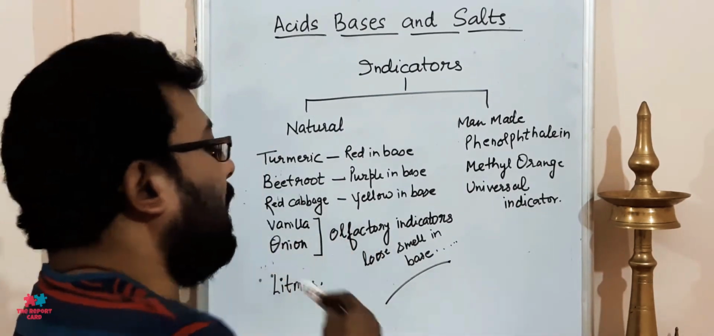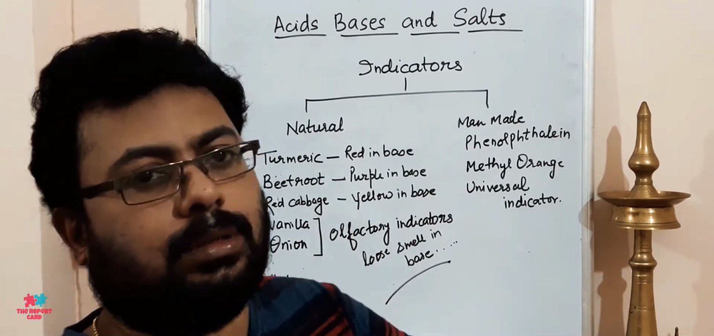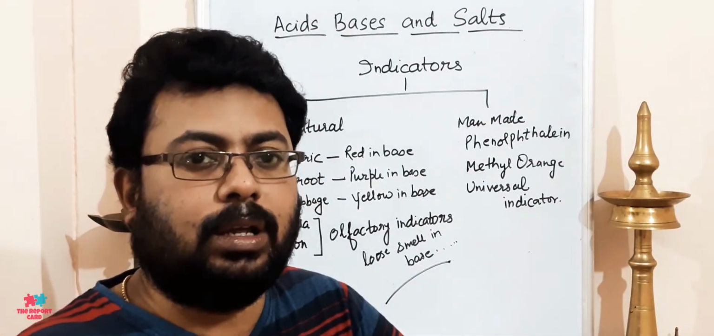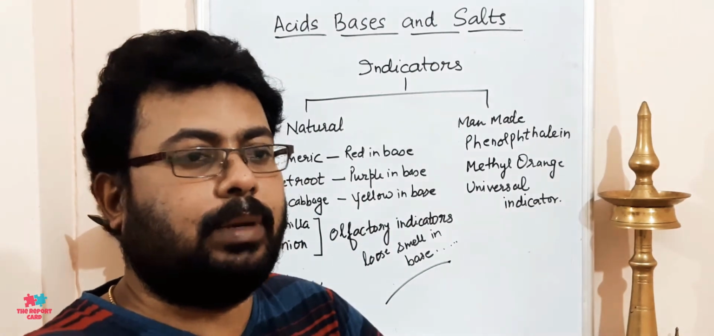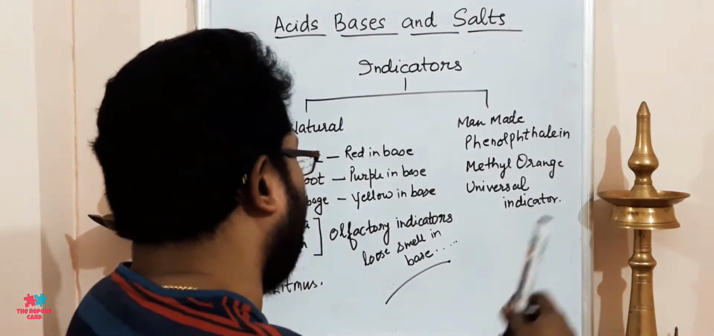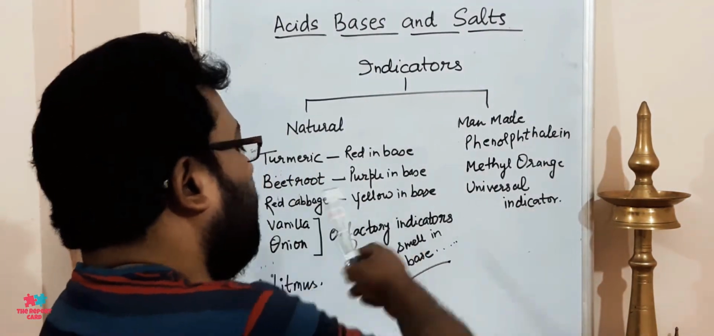Then we have the red cabbage. Now the red cabbage, the color is almost like that of beetroot only, and it is red to purple in acid, but it will basically change to a yellowish color in base.